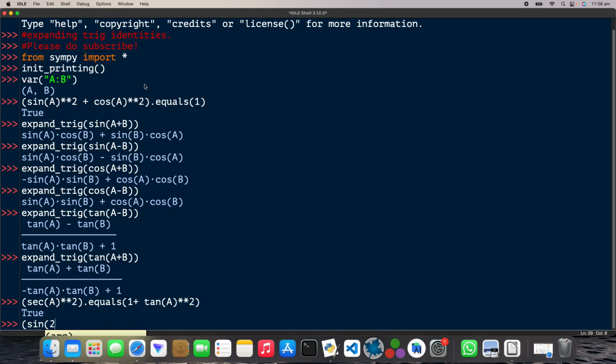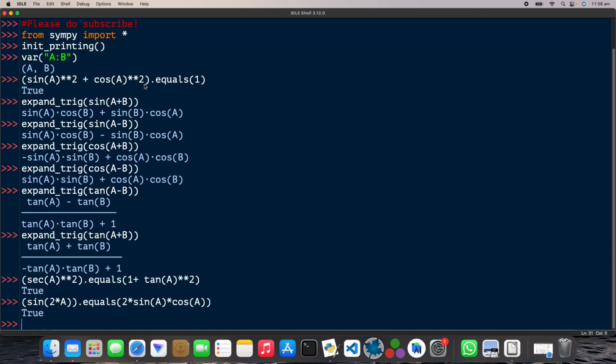Okay, and then another trig identity as well. So sine 2 times A equals 2 times sine A times cos A, which is true. Okay, cool. Yeah, so it's just a few basic trig identities, expanding them and stuff.